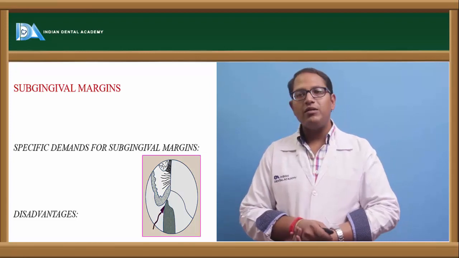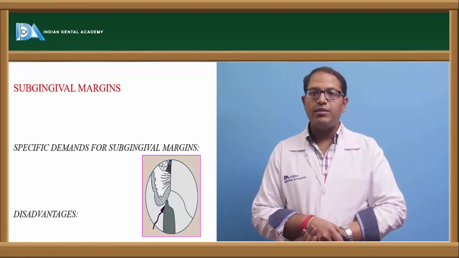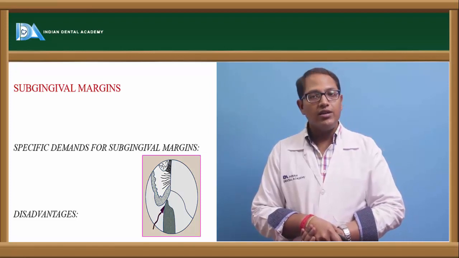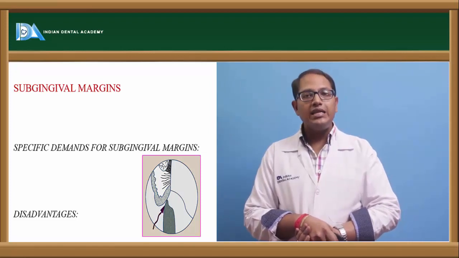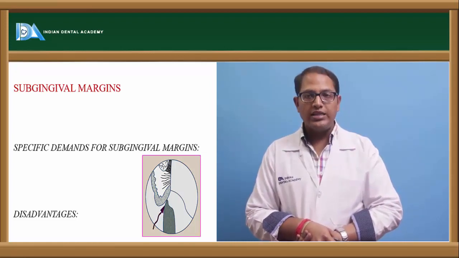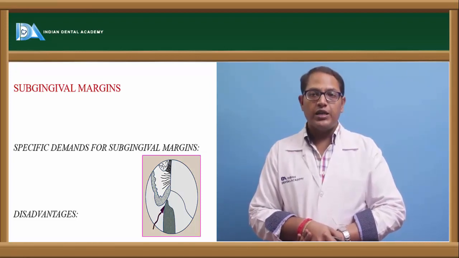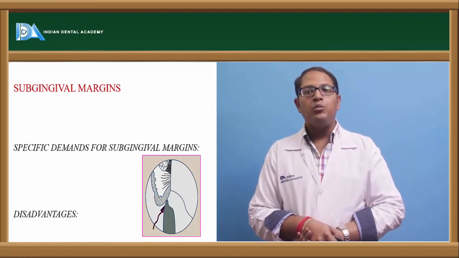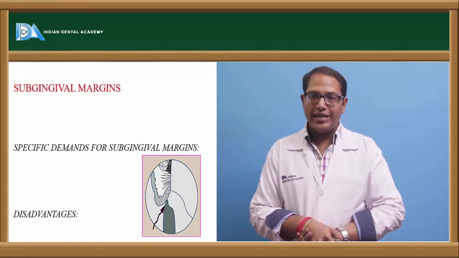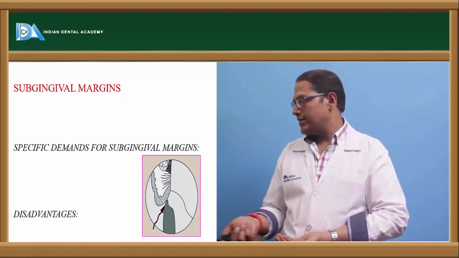Coming to the subgingival margins, what are the specific demands for the subgingival margin? That is aesthetic demands, caries removal from the cervical area, to cover existing subgingival restoration if present, to gain needed crown length, to provide more favorable crown contour. Disadvantages being difficult for preparation, gingival management should be perfect. It is prone to soft tissue trauma, more prone to gingival and periodontal pathosis. It is difficult to maintain oral hygiene, and the metal margin can be seen through the gingiva in subgingival margins.